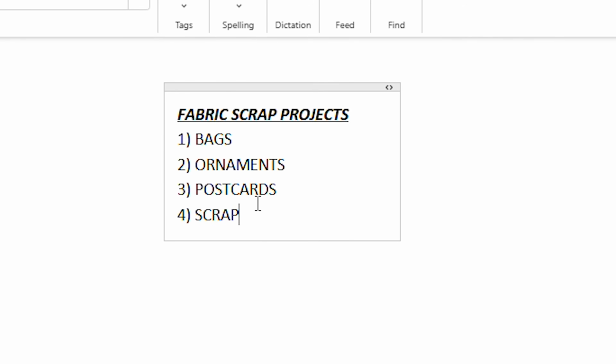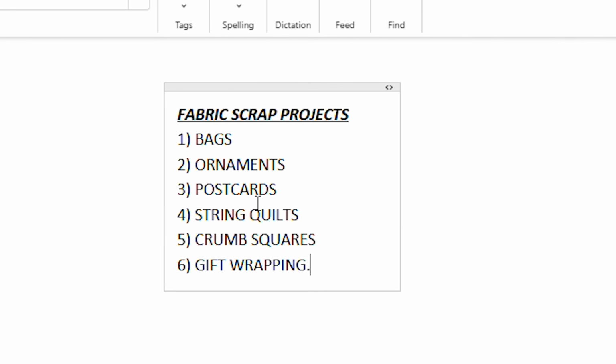Sometimes starting at the end and working your way backwards is the best way to look at a situation. This is why I started looking at how my scraps are making it into projects and quilts. So I made a list of all the projects and quilts where I used up my fabric scraps, and I was quite surprised to see the diversity of these projects.